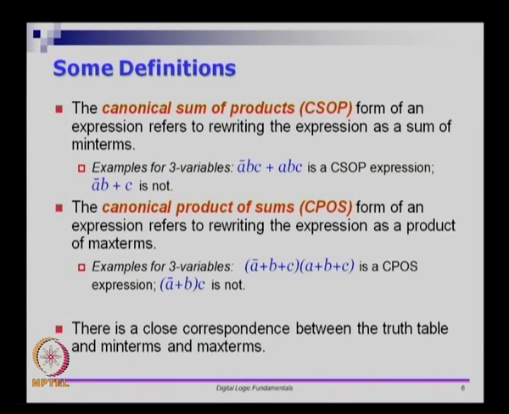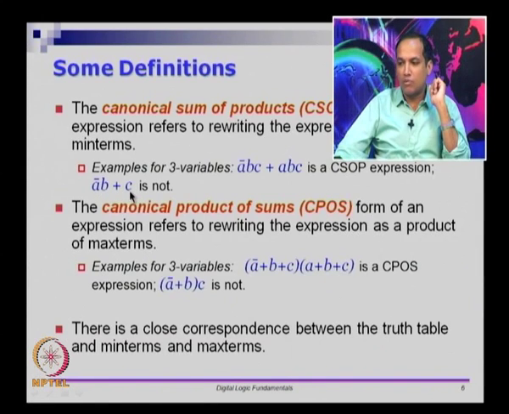And finally, we get to what is called the canonical sum of products, and this refers to an expression which is written in terms of minterms. If I look at the expression A bar B plus C, it is a valid sum of products, right. A bar B is a product, C is a product, A bar B plus C is a valid sum of products. However, in the canonical sum of products, each product should be a minterm. So, in this case A bar BC is a minterm, ABC is a minterm.